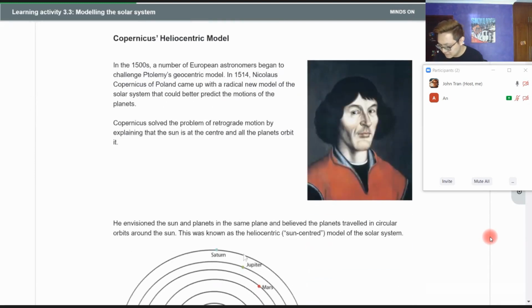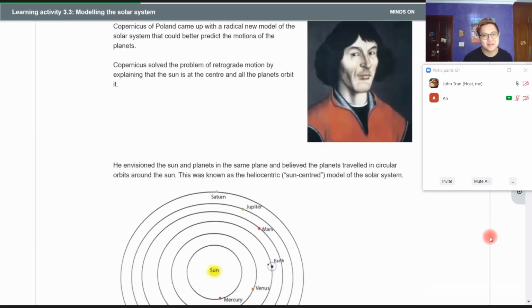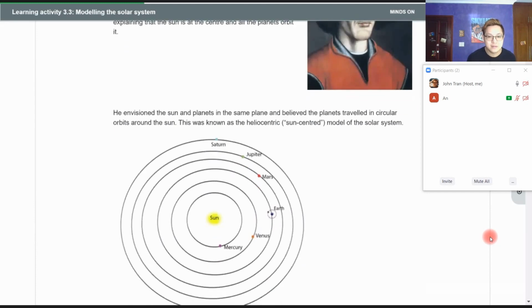Okay, Copernicus' heliocentric model. About 1500-something, Copernicus arrived at the idea that the sun is the center. And until now, we're still using this model, and it's still proven true. It could explain a lot of things, like retrogrades and things like that.